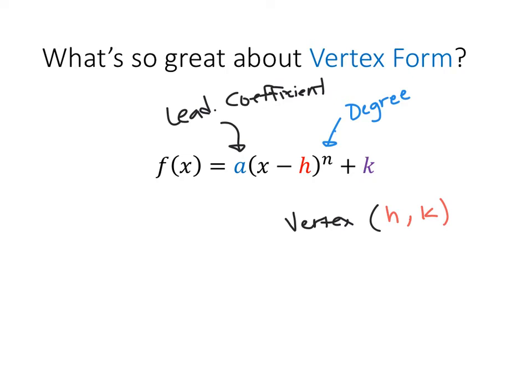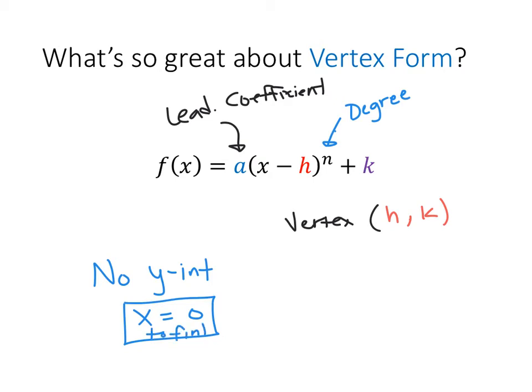Now the only problem with vertex form is it does not give us our y-intercept. So we can't just say that k is our y-intercept. If we wanted to find our y-intercept, all we would have to do is take x and set it equal to 0. The idea there is that our vertex form will still tell us the same things, it's just that now we have to pay attention to the exponent, this n, to tell us our degree, whether it's odd or even, and what our end behaviors are. And so those are our two forms.